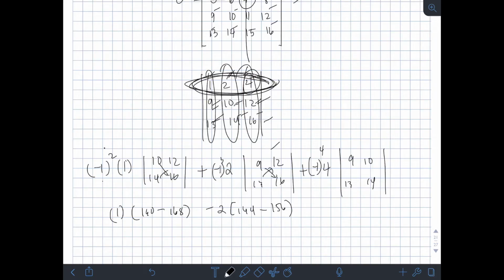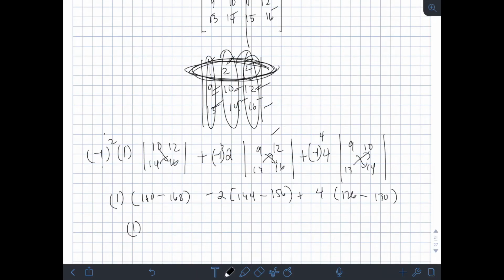156. Then, plus, negative 1 to the 4th is positive 1. So, times 4 is 4 pa rin. Times determinant nito, product ng 9 times 14 is 126, minus 13 times 10 is 130.